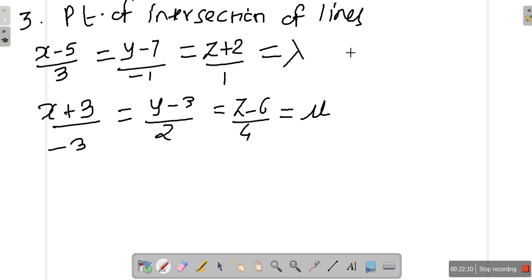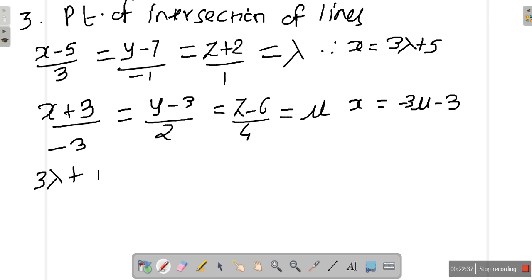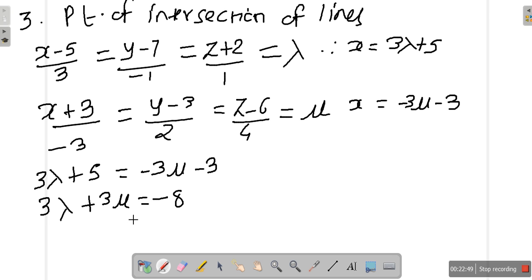Let us find x, y and z coordinates of both these lines. What is the x coordinate of the first line? 3 lambda plus 5. What is the x coordinate of this line? Minus 3 mu minus 3. Now since the point of intersection means both the points should be the same, the first equation I will get by equating the x coordinates. So I get one equation, 3 lambda plus 5, and that gives me 3 lambda plus 3 mu equal to minus 8. This is the first equation.